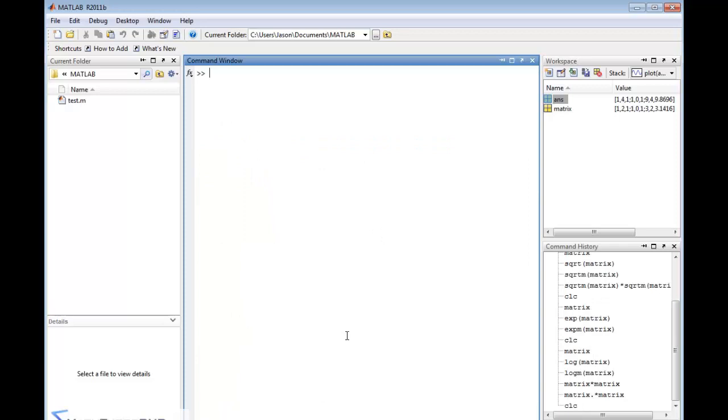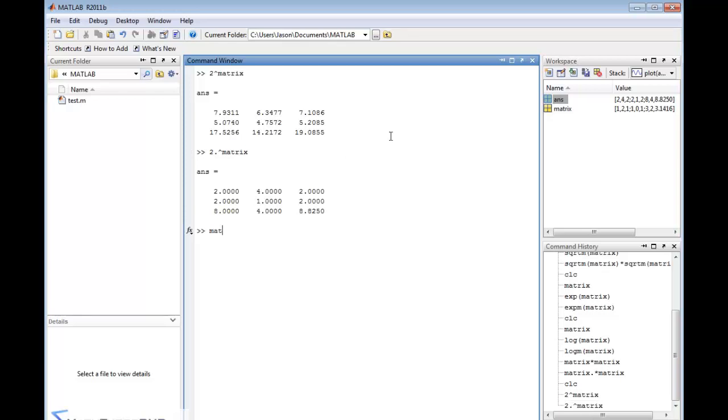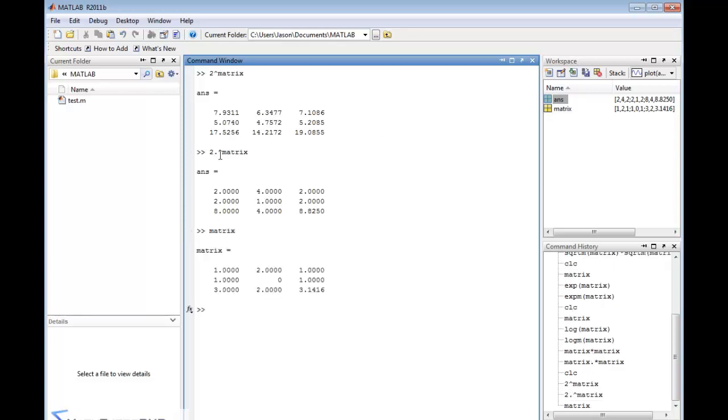If you want to raise a number to the power of a matrix, then you're going to get an answer. And if you want to do it element by element, you'll have to put the dot operator in front, like this. And let me put the original matrix up so you can see it. So when you tell MATLAB that you're taking the number 2 and raising it to the power of a matrix, if you put the dot in there, then it's going element by element. That's telling MATLAB do it element by element.